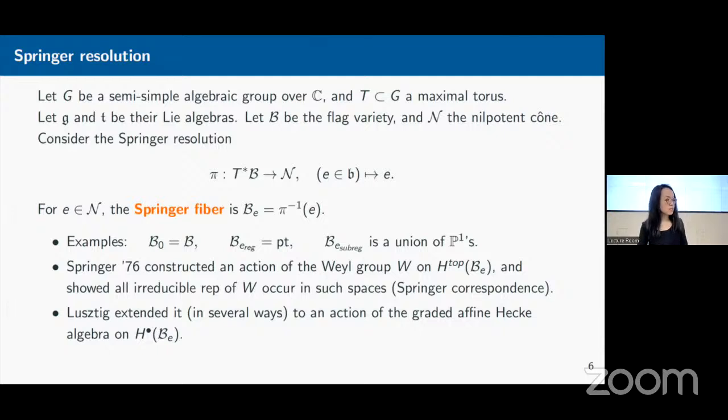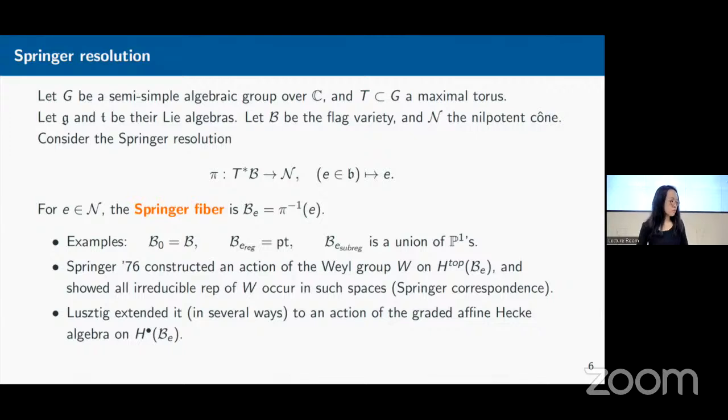So the flag variety consists of all the Borel subalgebras in g. And if you take its cotangent, a vector in a fiber at the point Borel can be identified with an element in its nilradical. So we can describe a point in T*B as a pair (e, Borel) of a nilpotent element and a Borel such that e belongs to the nilradical of the Borel. And this map is just sending such a pair to e. And the Springer fibers are simply the fibers of this morphism.